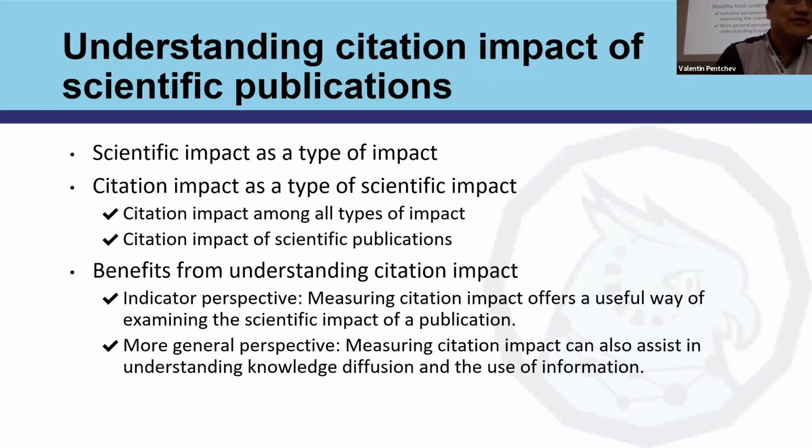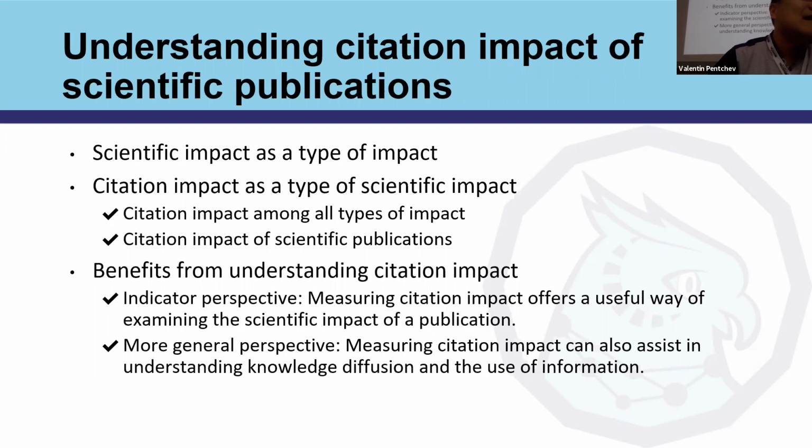So in bibliometrics and scientometrics, understanding citation impact is very important. Scientific impact is actually one type of impact among all kinds of impacts, such as economic impact, technological impact, and society-related impact. And among all types of scientific impact, citation impact is one type. In my research, I'm trying to understand the citation impact of scientific publications. That means the scientific impact received from the perspective of citations.